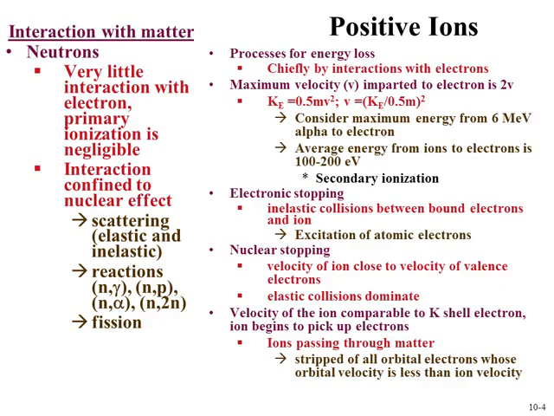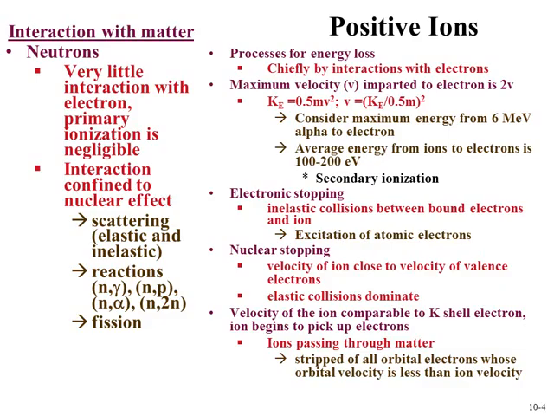If we talk about positive ions, so think of an alpha particle, those processes of energy loss are primarily through interactions with electrons. You can talk about a maximum velocity imparted to electrons being twice the velocity. So if you consider energy from a 6 MeV alpha to an electron, the average energy from ions to electrons is on the order of 100 to 200 electron volts.